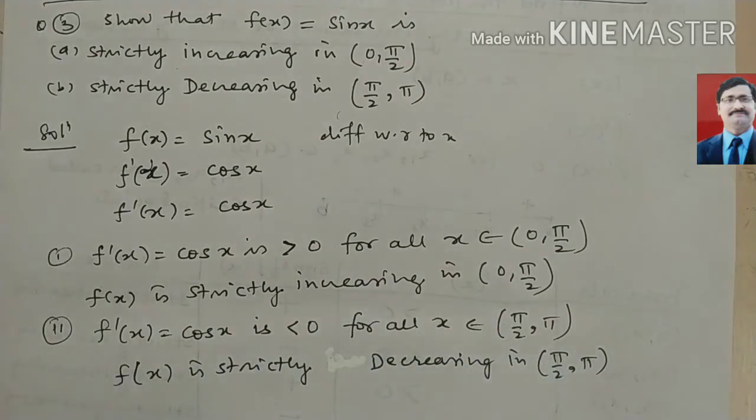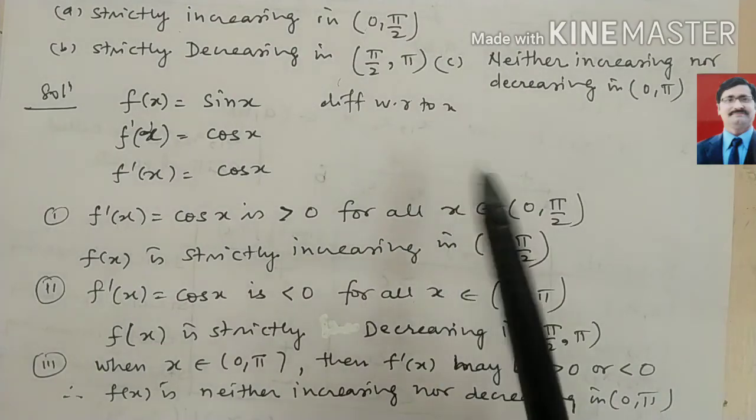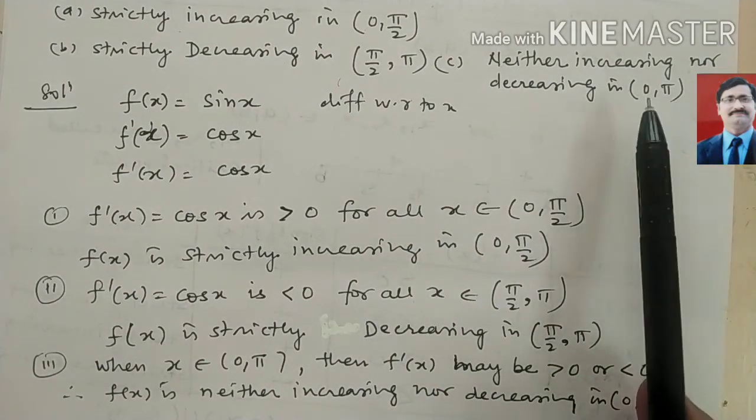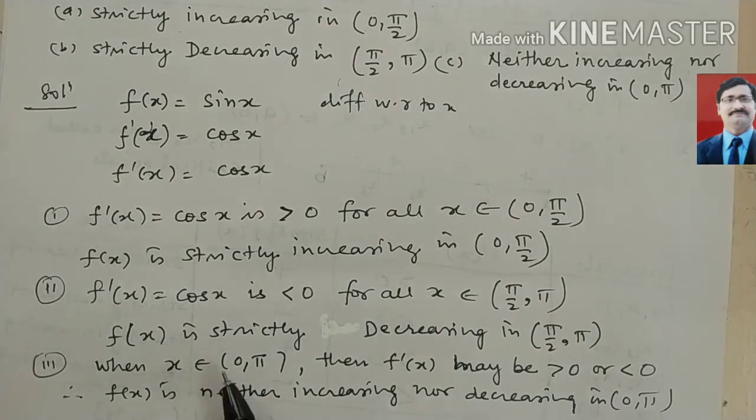All of you understand this? Look at this one, the question of neither increasing nor decreasing in 0 to pi, that also you have to check. So when x belongs to 0 to pi, then f dash x may be greater than 0 or less than 0. Look here, the first and second quadrants we took directly: in the first quadrant it is greater than 0 and in the second quadrant it is negative, less than 0, which means we have both cases in the 0 to pi interval. So f(x) is neither increasing nor decreasing in 0 to pi, we will say.